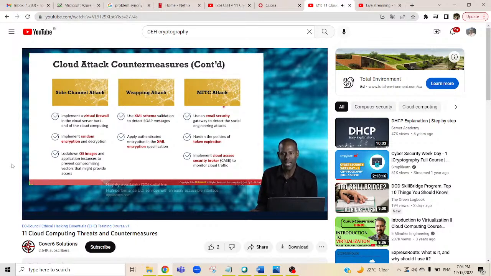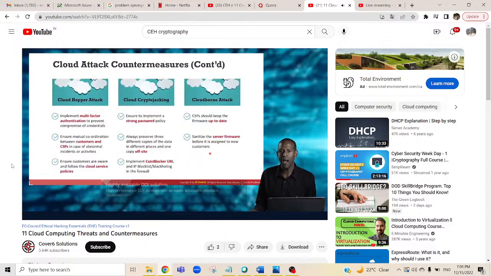For man in the cloud attacks, one of the first things we need to do is have good email security and train our users so that somebody doesn't click on a link and get socially engineered. We need to harden our policies for token expiration so they don't expire so quickly. And also implement a CASB, a Cloud Access Security Broker. Why? Because at that cloud border, we want to monitor traffic going to and from the cloud.